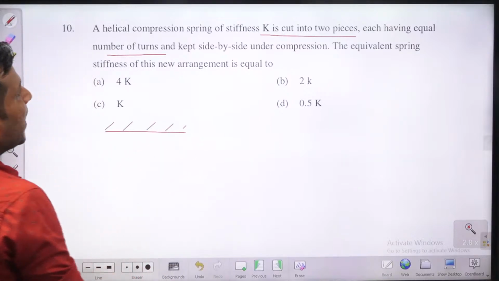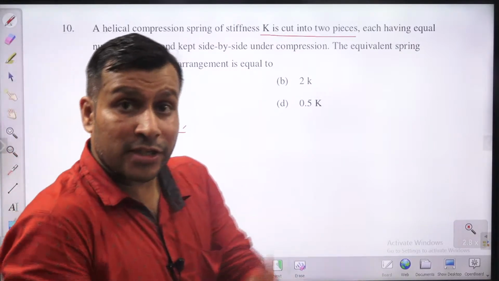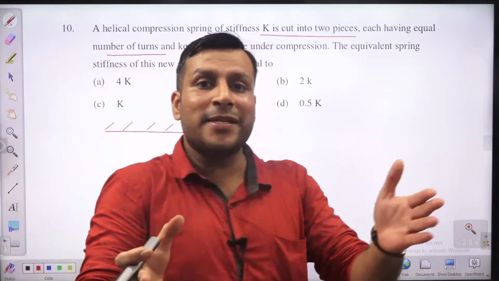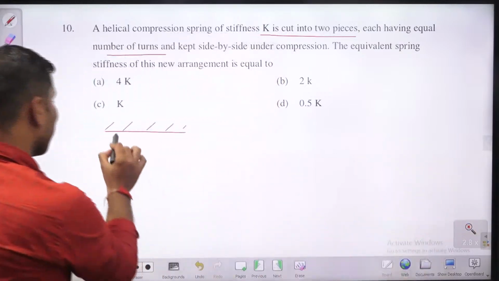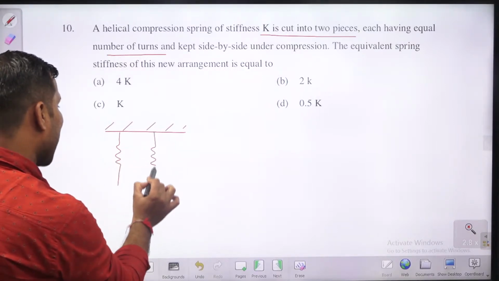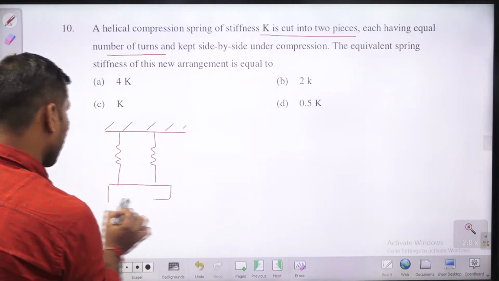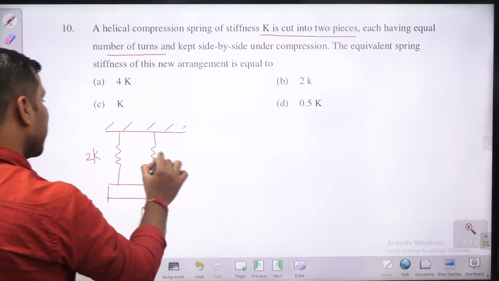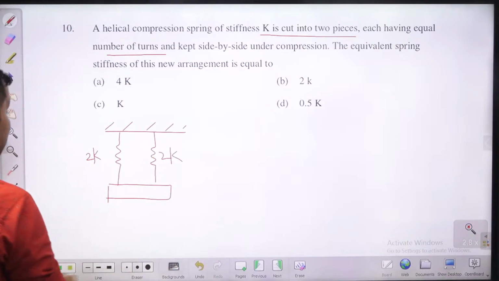Now, kept them side by side under compression. Side by side means what, guys? Side by side means in parallel. So this is the first spring, this is the second spring. You kept them under compression. So this has stiffness 2k, this also has stiffness 2k, and this is a case of parallel.